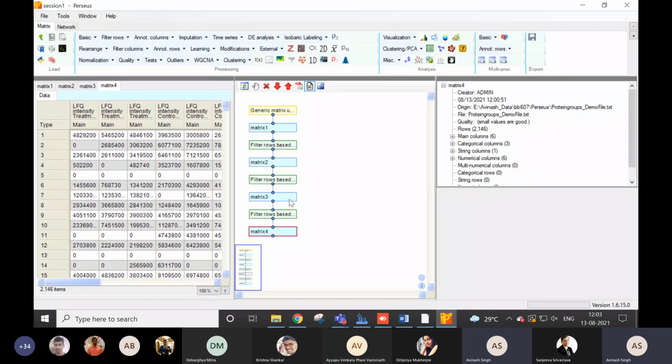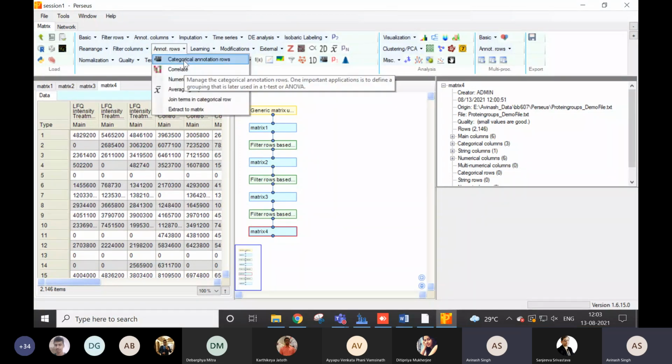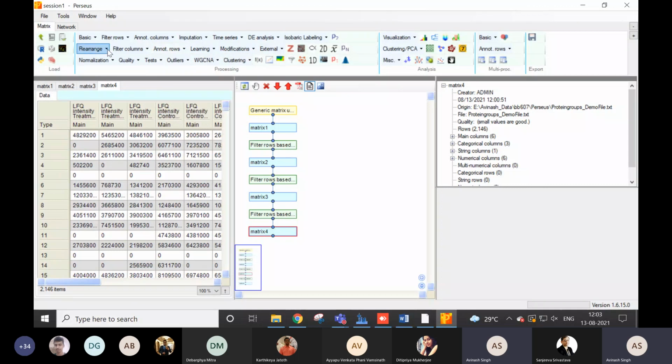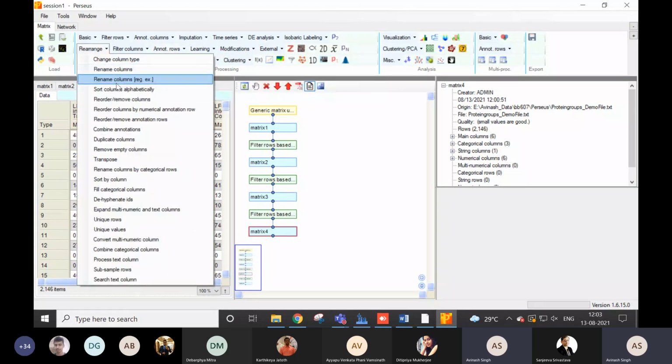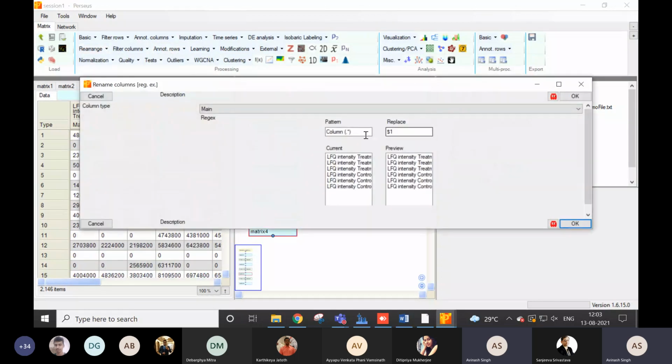After that we can go for renaming a column. Just go to the category annotation, or if you want to change the name of a particular column, you can do that by renaming a column. There are different ways to rename the column. I'm just using this function-based renaming option.